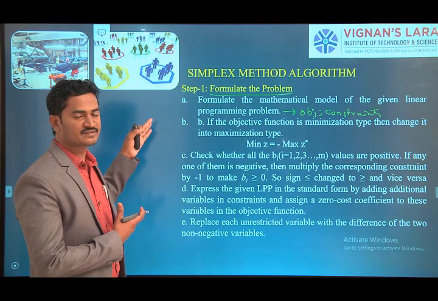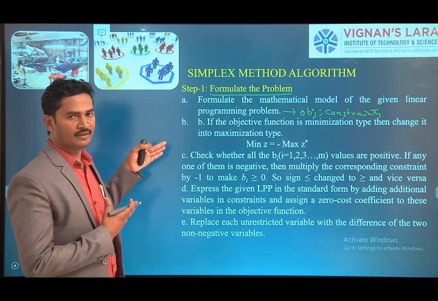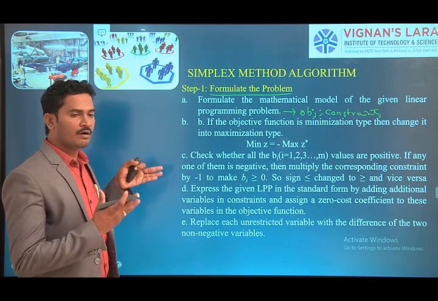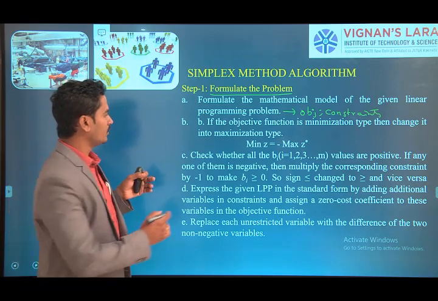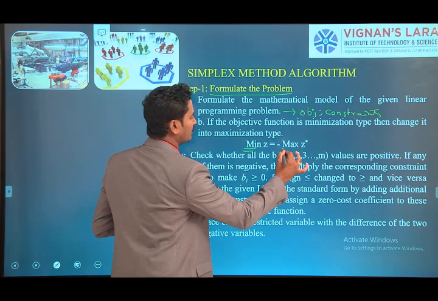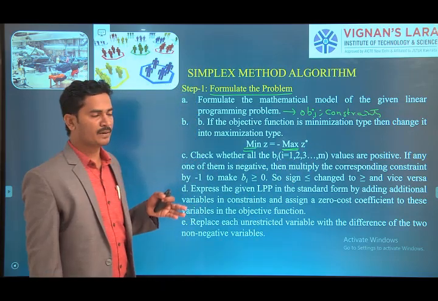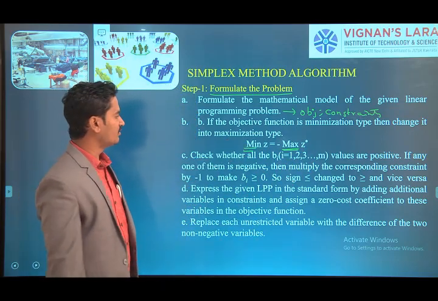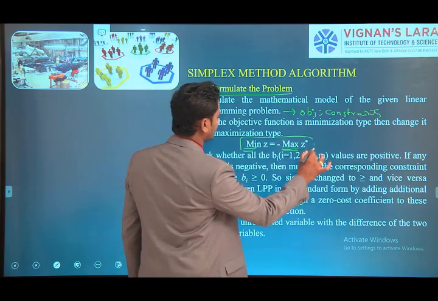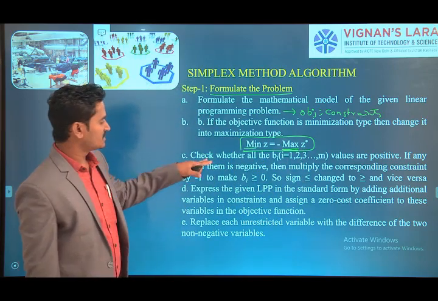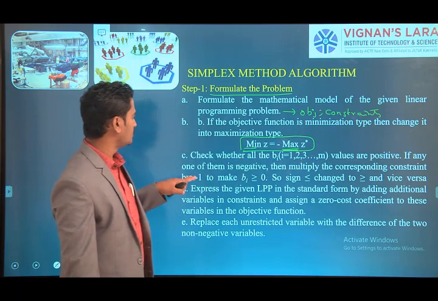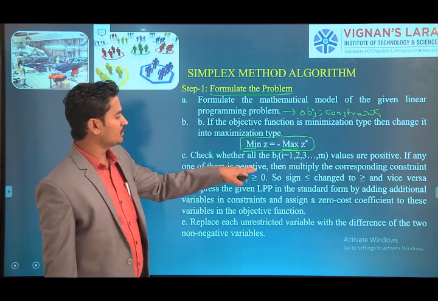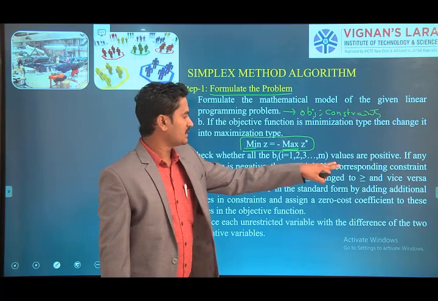Already we discussed the standard form of the simplex method. In the standard form, we require all objective functions to be maximization type only. So if it is a minimization type, we convert it into the maximization type by multiplying by -1. Okay. Next, third one. Check that all the bi values are positive. If any one of them is negative, then multiply the corresponding constraint.